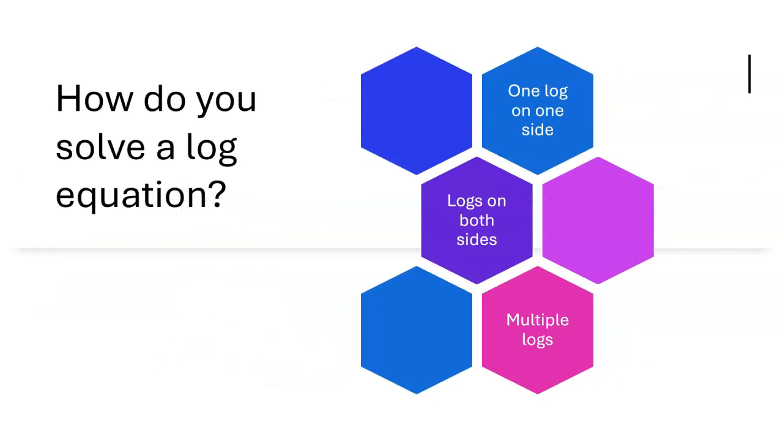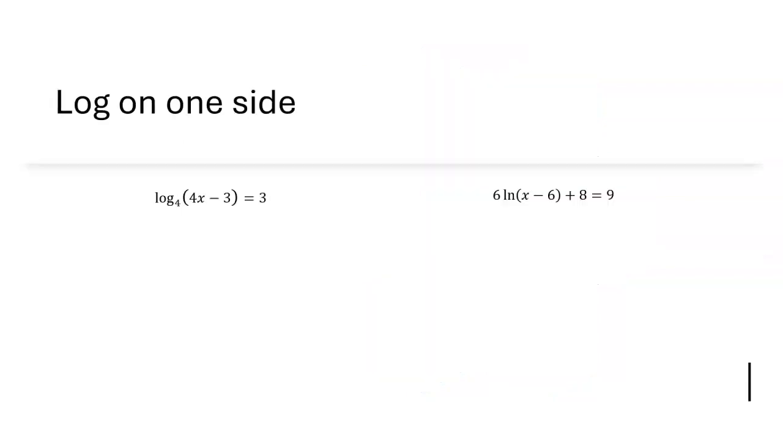The next type of equations are equations that have logs in them. You might have log on just one side of the variable, you might have logs on both sides, and you might just have multiple logs. I'll show you how to do these ones.